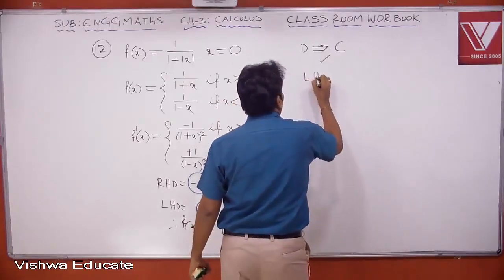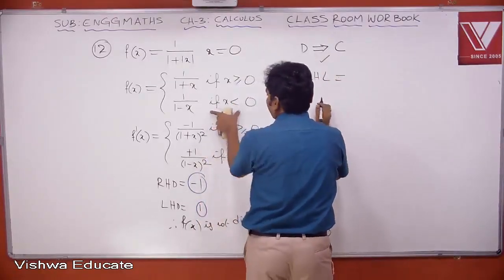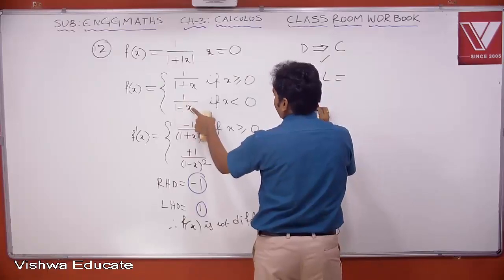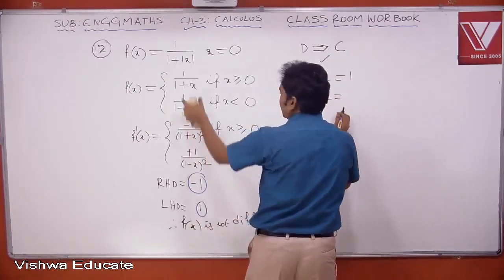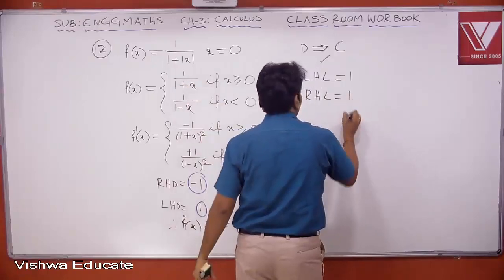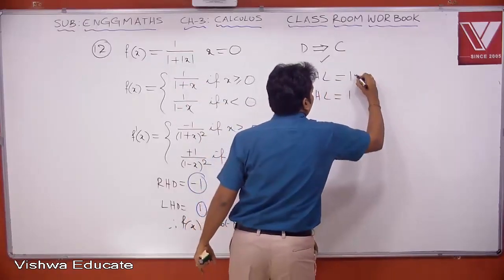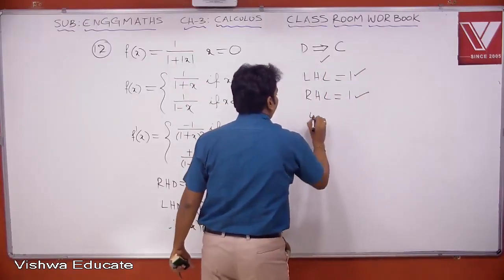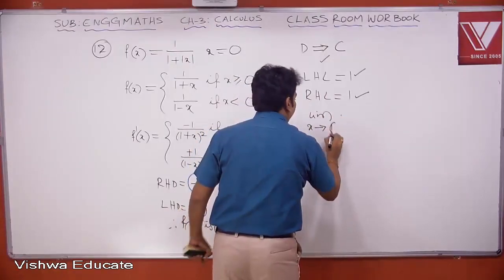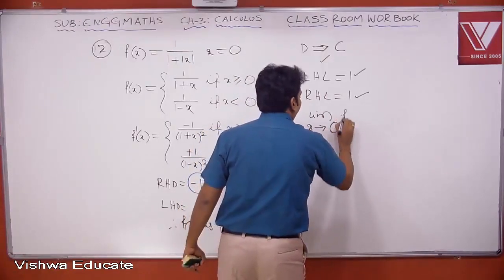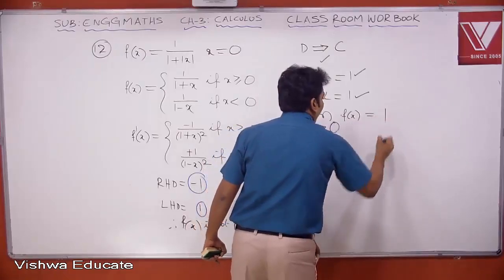Now what is the LHL value? This is the function for the left hand side. Replace x by 0, we get 1. RHL value: this is the function for the right hand side. It is 1. So LHL value and RHL value are both finite numbers and equal. Therefore, the limit as x tends to 0 of f of x equals 1.